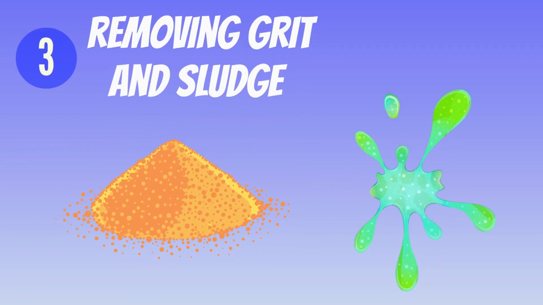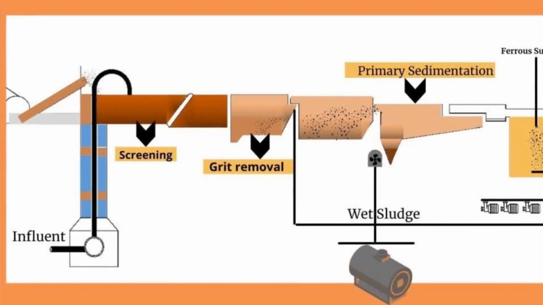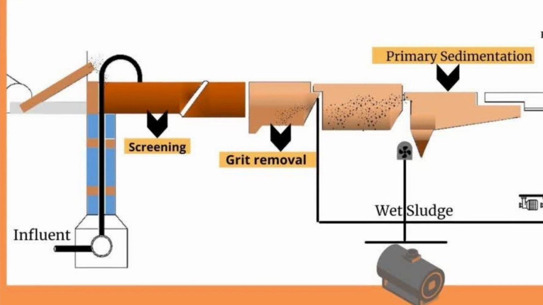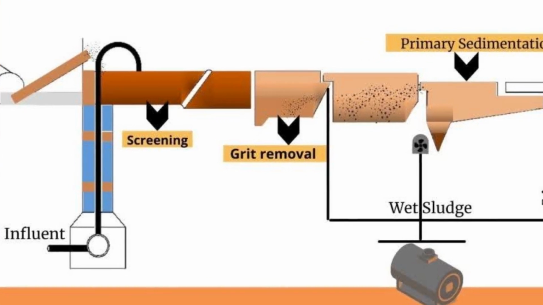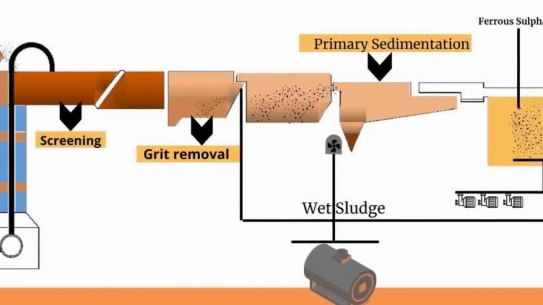The third step is removing grit and sludge. In the sedimentation tanks, the sludge settles out of the wastewater and is pumped out. Some of the water is removed in a step called thickening, and then the sludge is processed in large tanks called digesters.